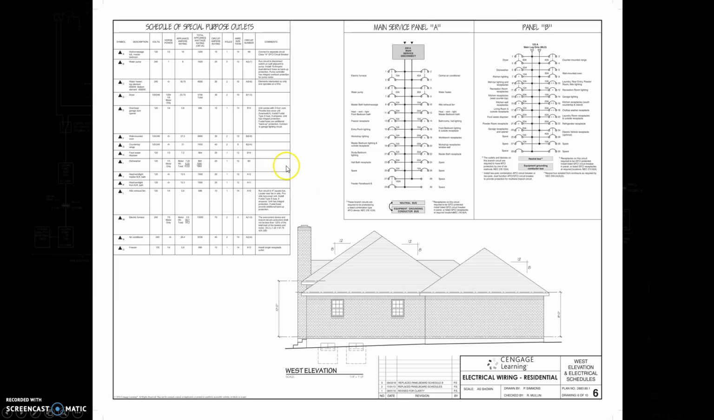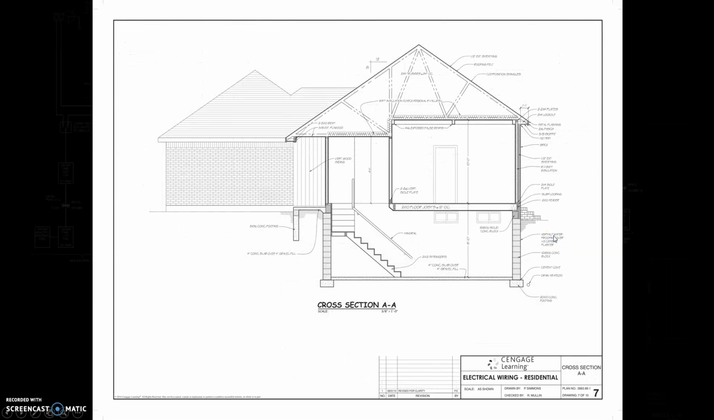But now here we're actually getting into something a little more electrical. Notice we have a schedule of special purpose outlets. We have panel A and panel B schedules, and then for some reason they threw the west elevation on there. As I said, kind of odd, but listen, it's all good information. They presented it in an interesting way, but it's all there nonetheless. Okay, on to page 7 now. We have a cross section.